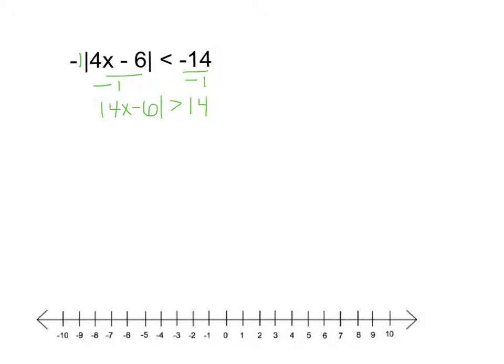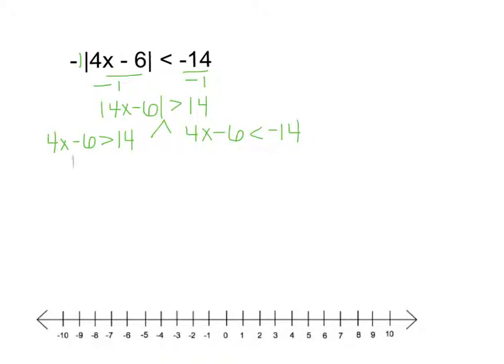Once the absolute value bracket is isolated, split into two inequalities. The first one, drop the bracket. The second one, drop the bracket, flip the inequality sign, and negate the answer.